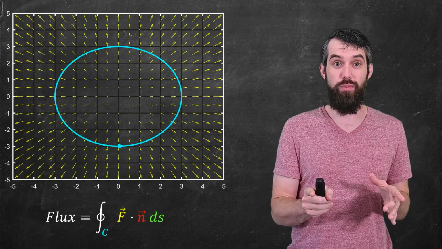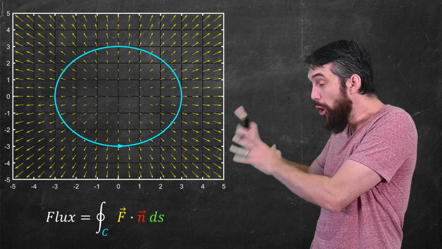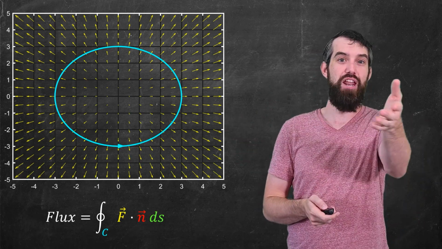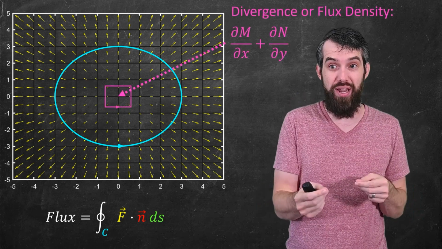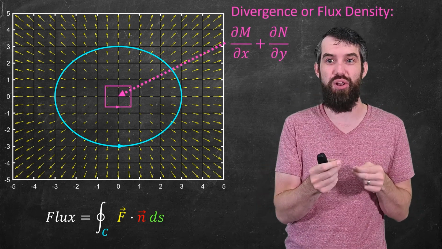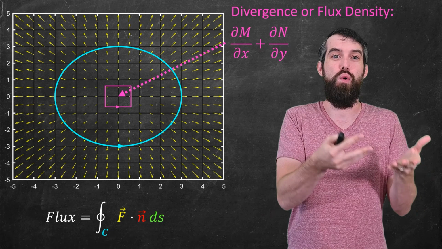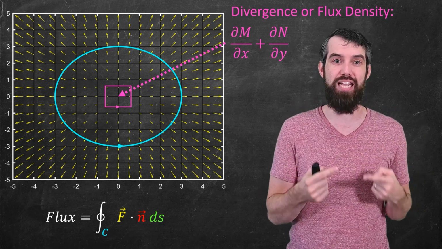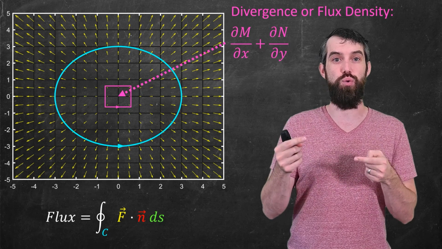Okay, so going back to our original picture, we have the global property, which is the flux around the big, large curve. And then if I zoom in on any particular point and imagine a very tiny rectangle around it, I have the divergence or flux density at some particular point, and it's given by the partial of m with respect to x plus the partial of n with respect to y.